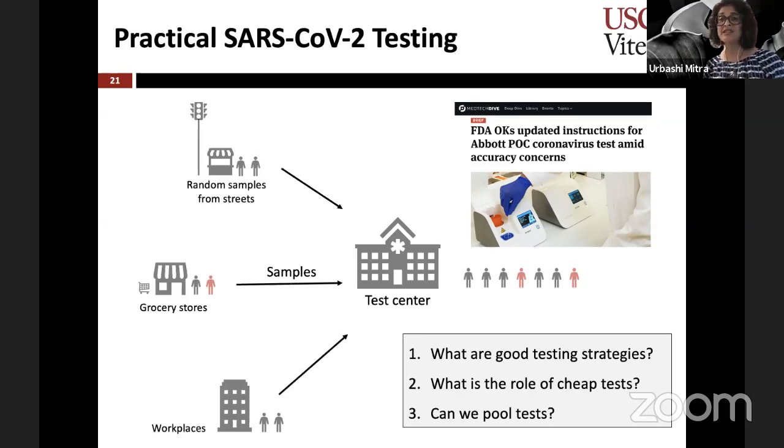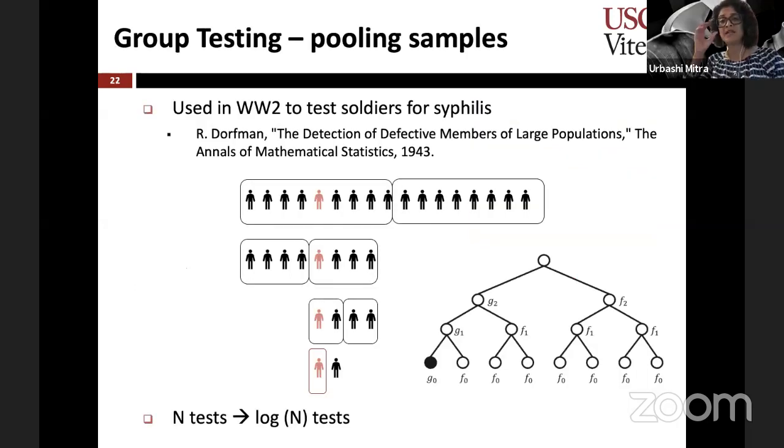And the answer to this that we're going to show is that, in fact, there is a role for cheap, inaccurate tests to play in the context of testing a population. And so what we want to do is an old idea, and that is pool tests. This is something that was used actually in World War II to test soldiers for syphilis, where there were not enough syphilis tests present.